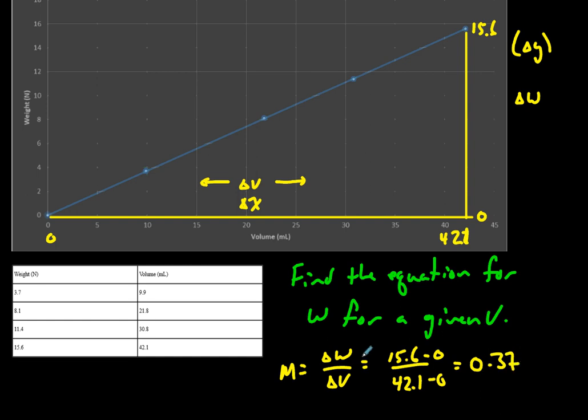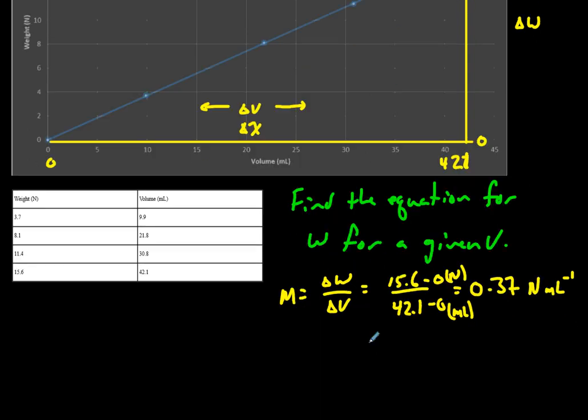0.37, and we need to know what our units are. So that's newtons per milliliter. All right. So we gain about 0.37 newtons for every milliliter we add.